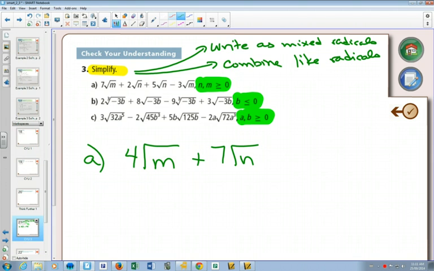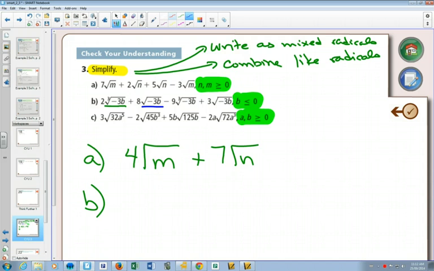For part B, again, I would look first inside. Can I simplify that negative 3b? No, I can't in the cube root, and I can't in the square root either. So it's already been simplified. Now they're all negative 3b, but we have to be careful because here we have cube roots, and here we have square roots. So they're not alike unless they're identical. They would both have to be cube roots in order to combine them.